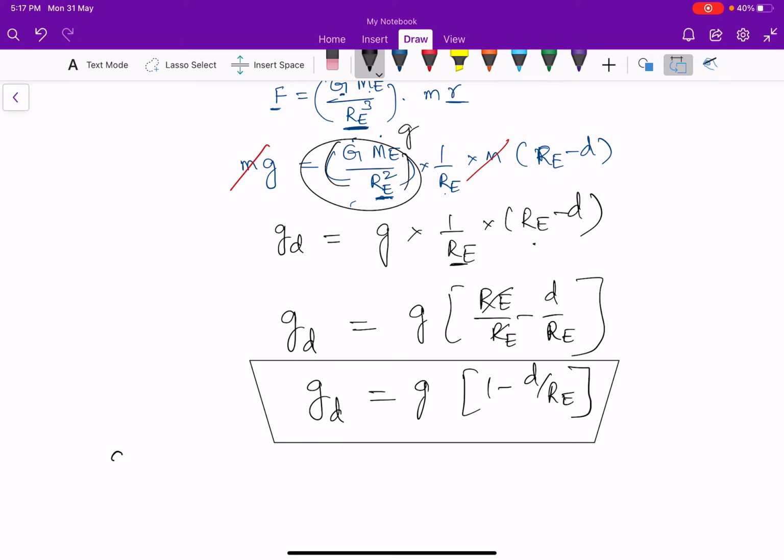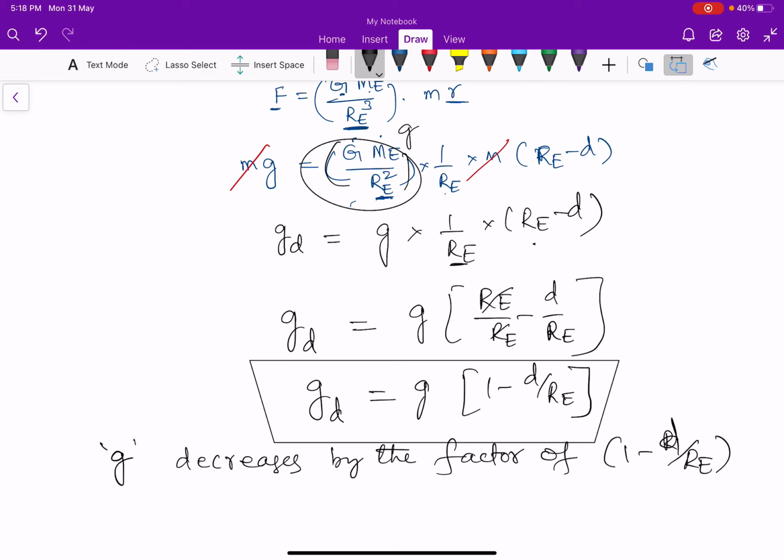That is, acceleration due to gravity decreases by the factor of 1 minus D by Re. So when we go to the depths, acceleration due to gravity decreases. When we go to the heights above the surface of Earth, acceleration due to gravity decreases.